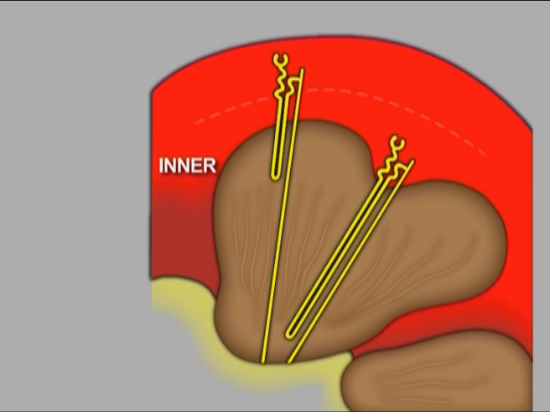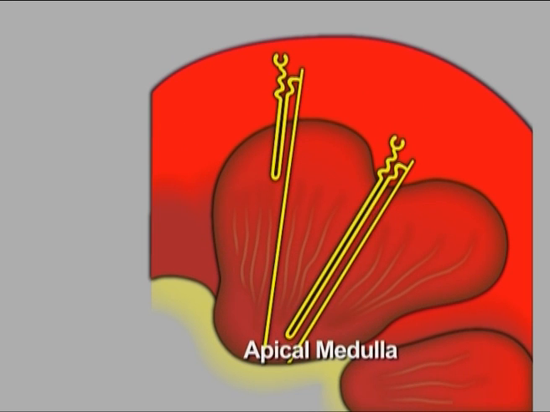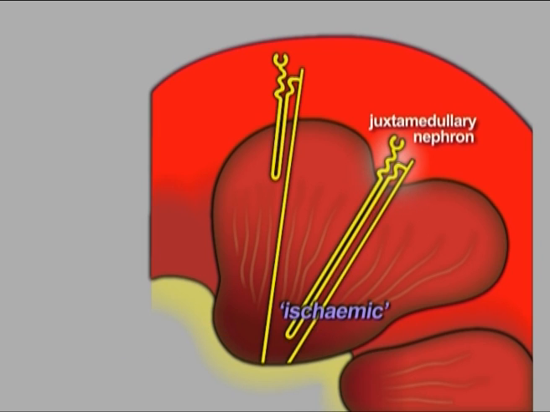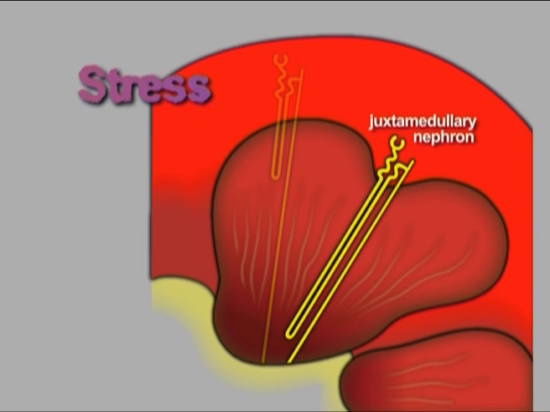Within the inner cortical region, the flow rate drops to about 3 litres per minute. This is diminished further within the apical medullary zones. Here, flow rates are sluggish at about 0.2 of a litre per minute. Similarly, the partial pressure of oxygen may be as low as 15 millimeters of mercury. However, the juxtamedullary nephrons are well adapted to function in these more ischemic conditions. Indeed, they are the nephrons that the kidney turns to in times of stress.